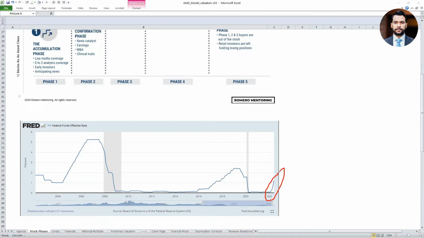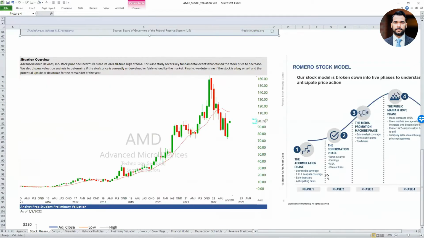So again, we use interest rates to understand what is happening at the macro level, what is happening in the current economic environment. So you have higher interest rates, higher inflation, which traditionally tends to be negative for technology stocks. And of course, AMD is a technology stock.